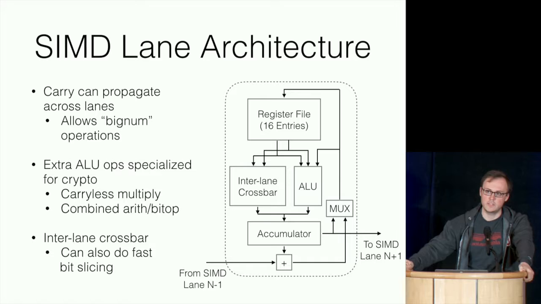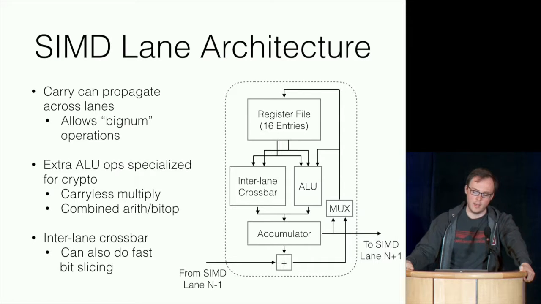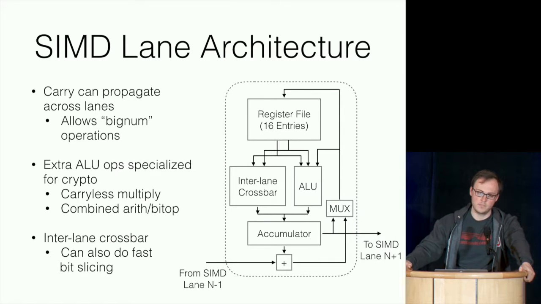The reason for this particular layout is that we really want to be able to do big number operations in our SIMD architecture. That's really useful for things like ECC and RSA, basically many asymmetric ciphers that operate on large integers. This accumulator setup lets us implement large word, 1,000-bit word adds or multiplies or whatever in a way that's reasonably efficient.